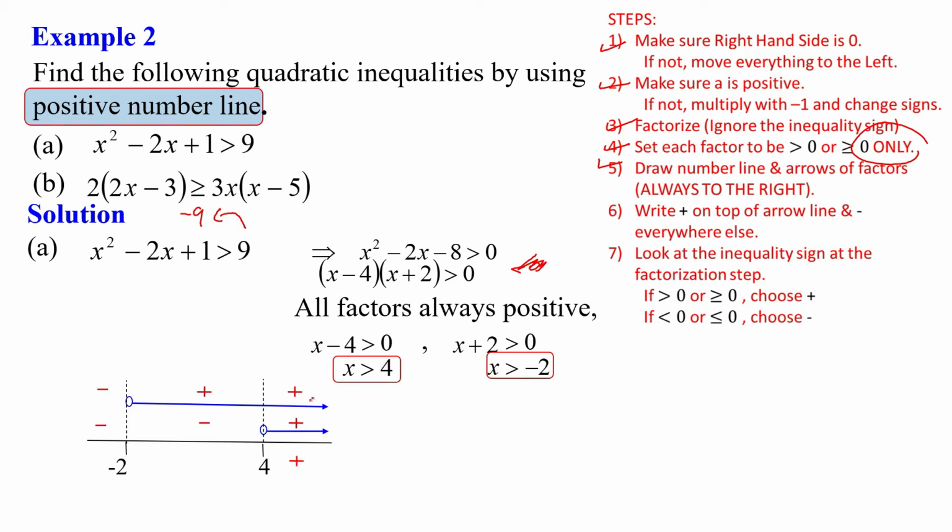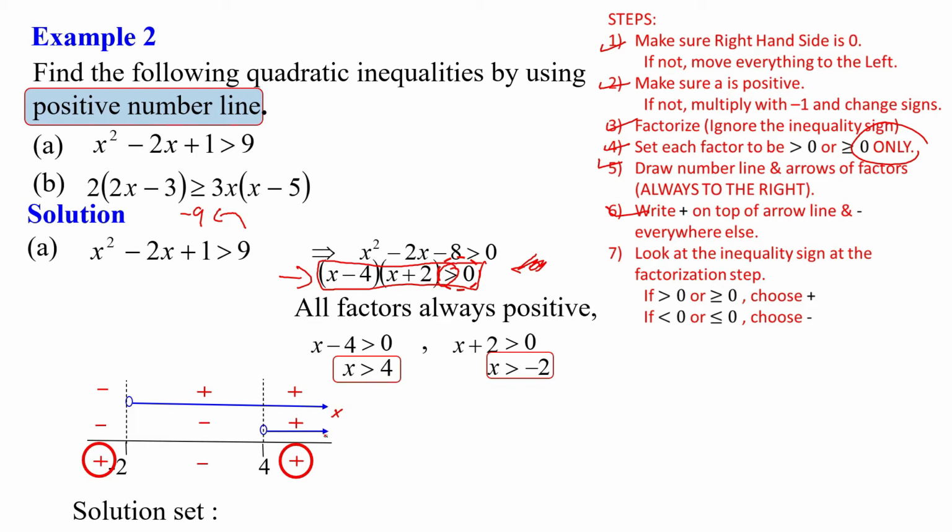The final answer will be the multiplication of these two signs. Positive times positive, positive. Positive times negative is negative. Negative times negative is positive. Then you look at the inequality sign at the factorization step. So this step is very important for you to use in graphical approach or table of signs and also positive number line. Look at the inequality sign at the factorization step. The inequality sign here is greater than 0, so we choose the positive values.